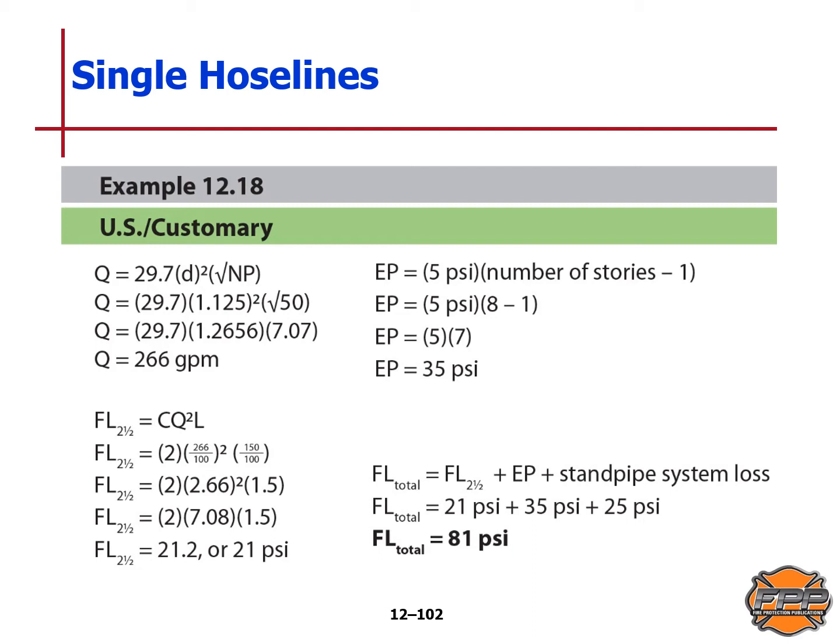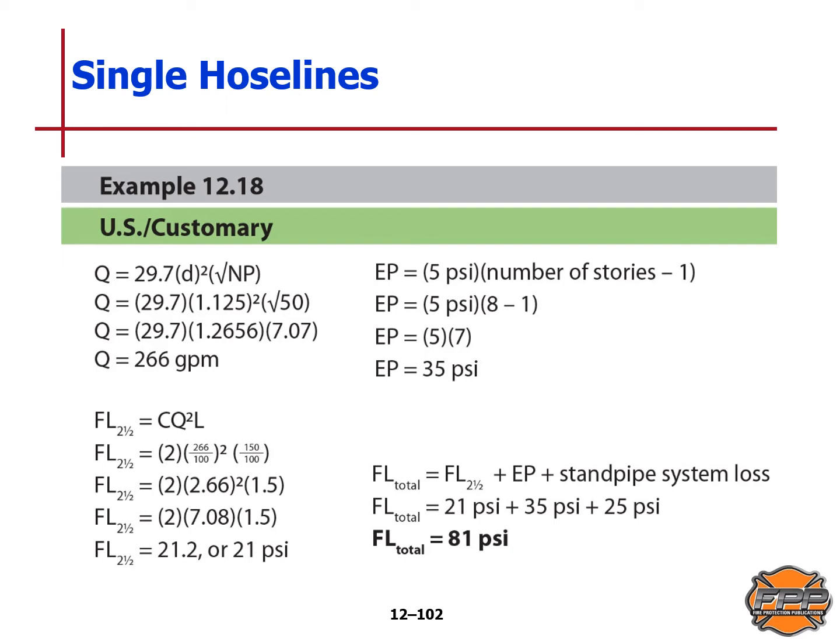At the bottom left, here's our friction loss in the 2.5-inch line equals CQ squared L. So our friction loss equals 2, which is our coefficient, times 266 divided by 100 squared, which takes the math from our previous example, times 150 divided by 100. You work out the math, you get 2 times 2.66 squared times 1.5. That gives you friction loss in your 2.5-inch hose of 2 times 7.08 times 1.5. And that calculates out to friction loss in the 2.5-inch line of 21.2, or 21 psi.